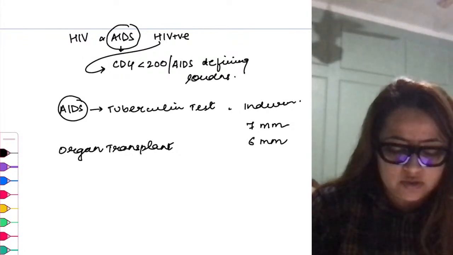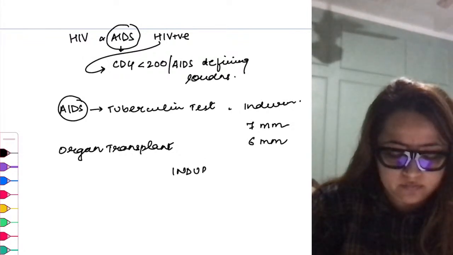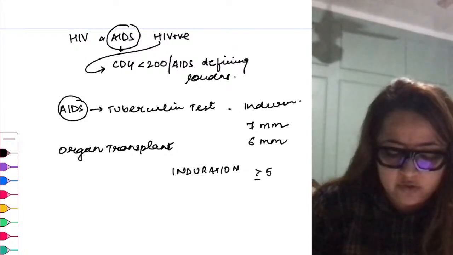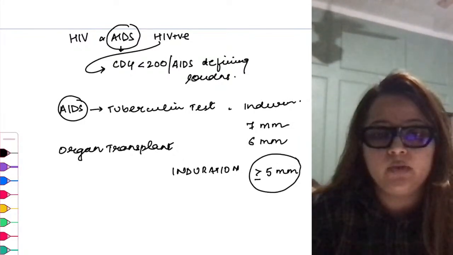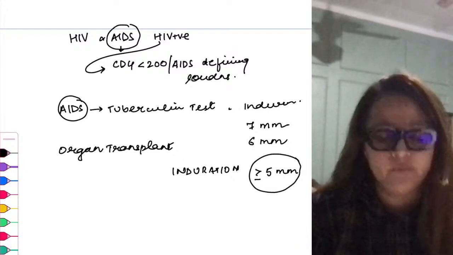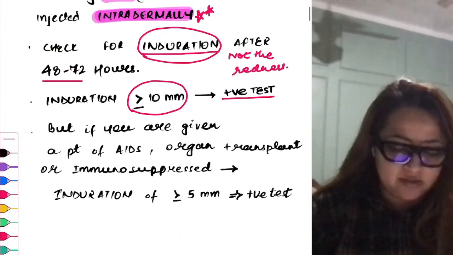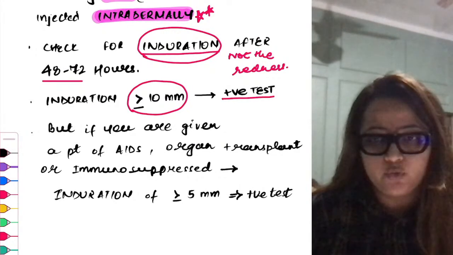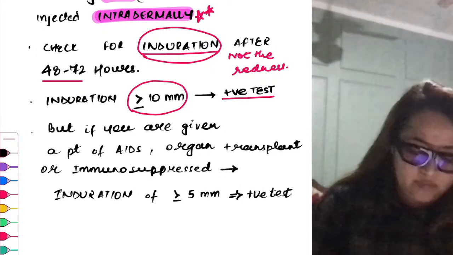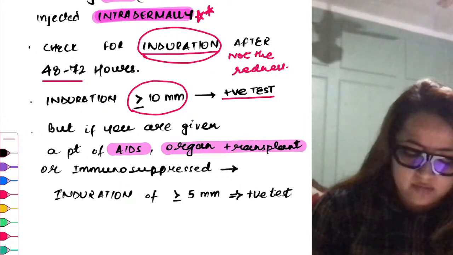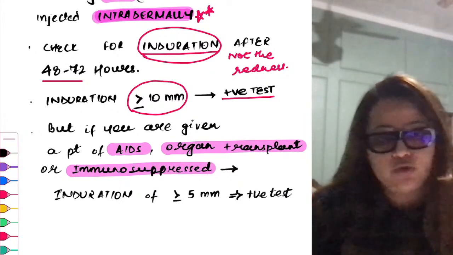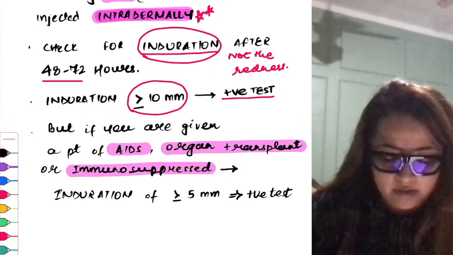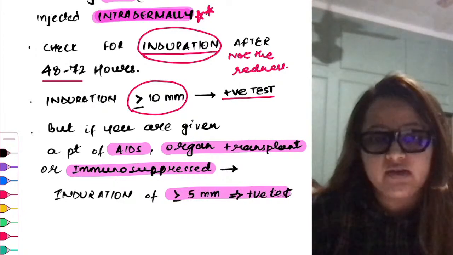So in these situations, induration of more than or equal to 5 mm is being considered positive. Okay, so that would be a positive tuberculin skin testing. These type of patients are an exception. Normally in a normal healthy individual, induration more than or equal to 10 mm is a positive test. But if the patient has AIDS or organ transplant or is an immunosuppressed individual, then induration of more than or equal to 5 mm would be called a positive test.